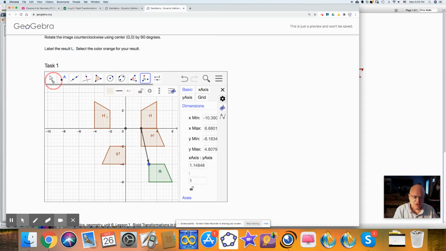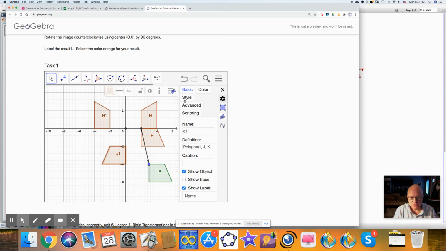We can also change the color of this. I'll make it orange, and I'll do this with this color. And I'll also change the name of it using the gear tool. The gear tool changes the name to L. And I'll also change this color just for fun so that you can see that I've translated.